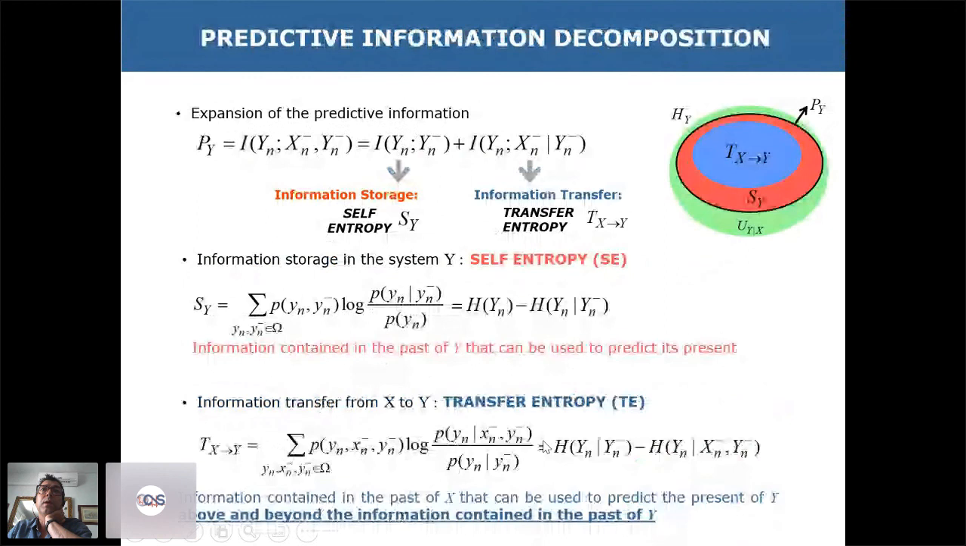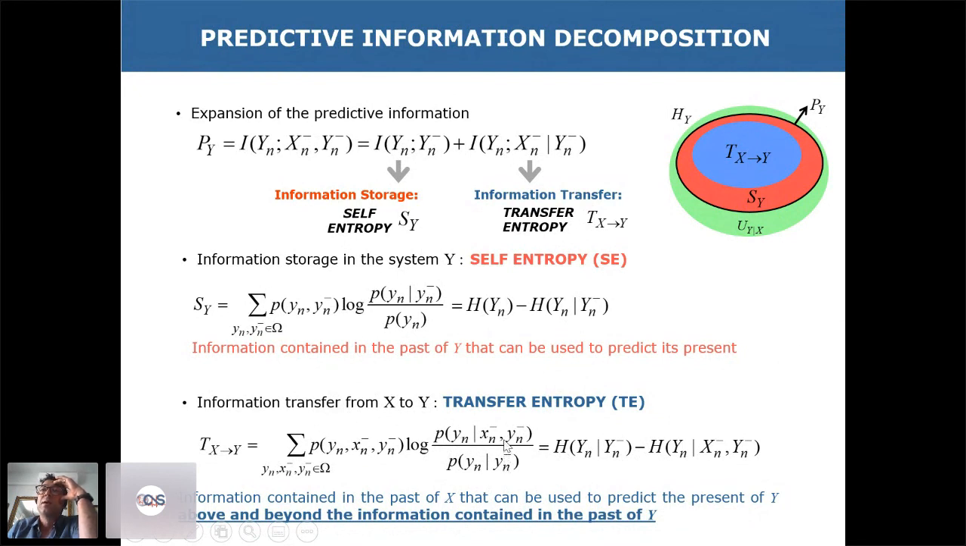further decomposed. The predictive information can be decomposed in two terms. One is called the information storage, or self-entropy. Our host here is one of the leading experts and probably the person who defined information storage in this way, which is basically the information contained in the past of the target that can be used to predict its own present. And then we have the information transfer, also called the transfer entropy, which is the information transfer from the candidate driver X to the target Y, namely the information contained in the past of the driver that can be used to predict the present of the target above and beyond the information already contained in the past of the target. So this is called the transfer entropy.